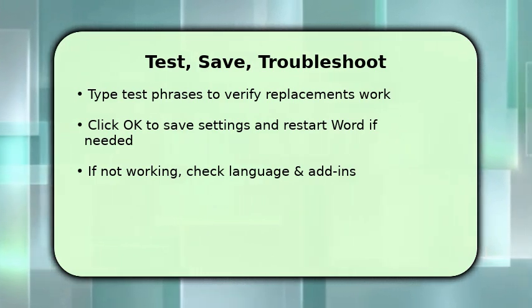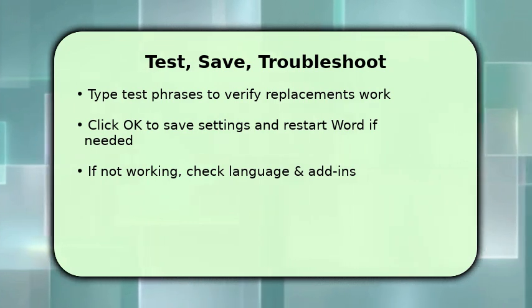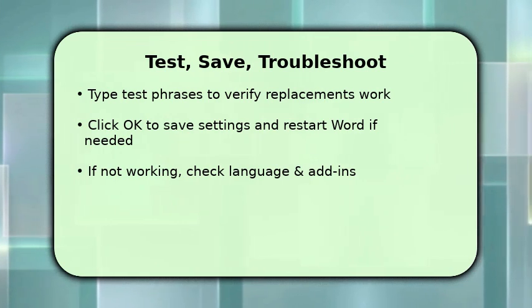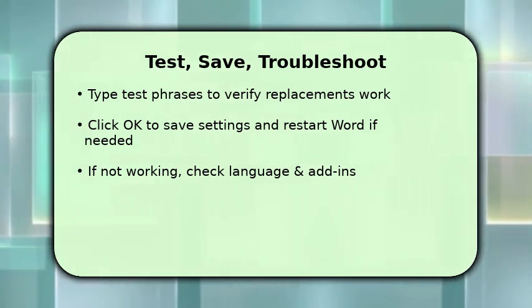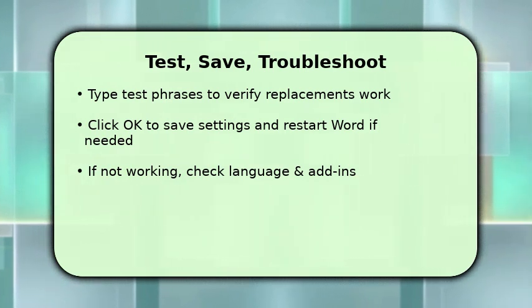If autocorrect still fails, verify your document language and proofing language match the entries and temporarily disable add-ins that may intercept typing. Finally, restore default autocorrect entries only if troubleshooting fails. That resets rules.